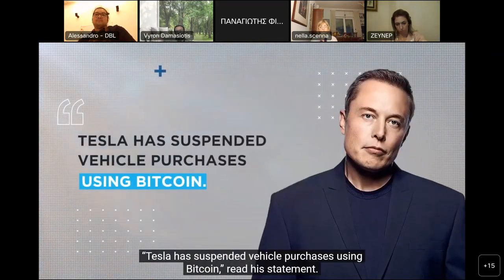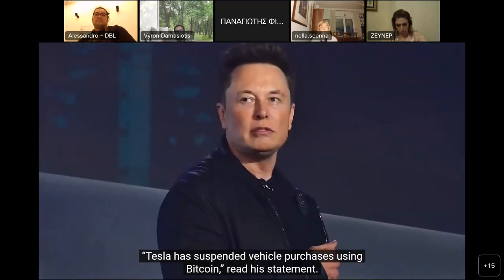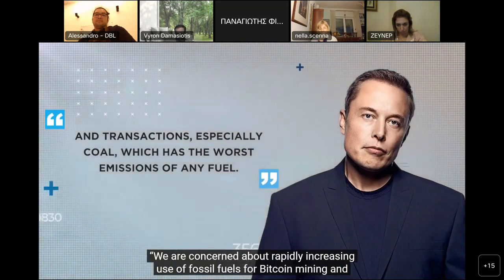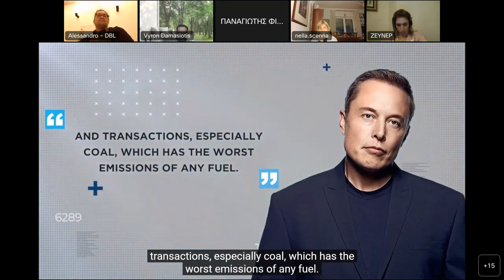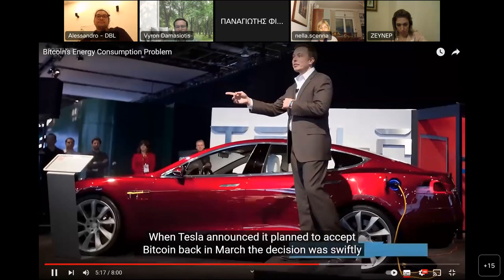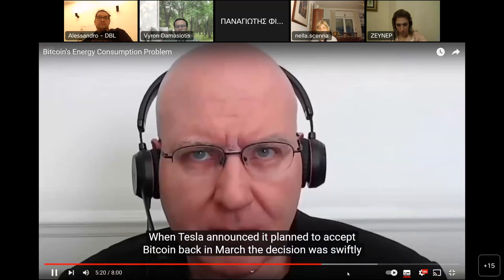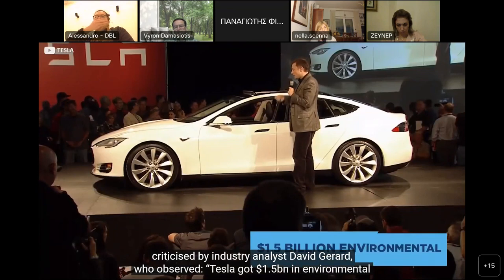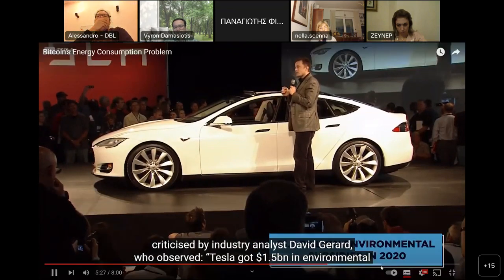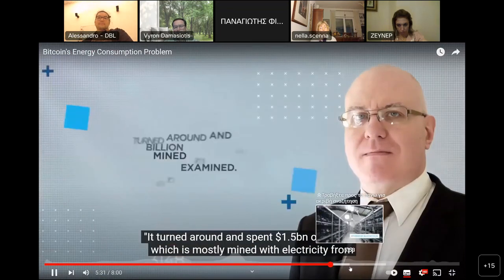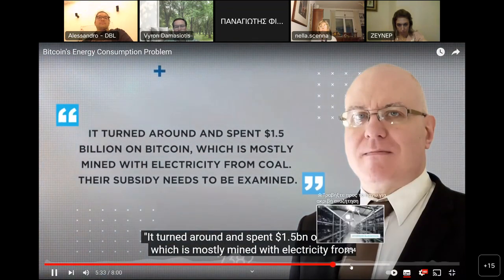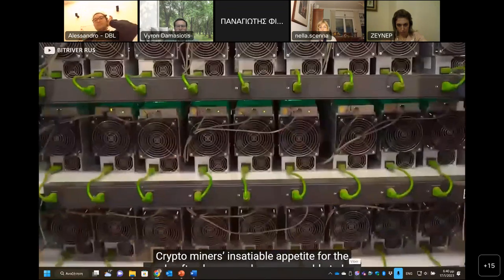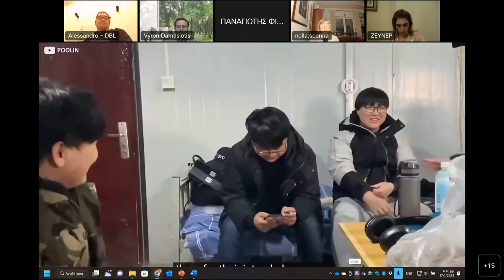Tesla has suspended vehicle purchases using Bitcoin, read his statement. We are concerned about rapidly increasing use of fossil fuels for Bitcoin mining and transactions, especially coal, which has the worst emissions of any fuel. When Tesla announced it planned to accept Bitcoin back in March, the decision was swiftly criticized by industry analyst David Gerrard, who observed Tesla got $1.5 billion in environmental subsidies in 2020, funded by the taxpayer. It turned around and spent $1.5 billion on Bitcoin, which is mostly mined on the chain. Crypto miners' insatiable appetite for the cards often leaves real gamers unable to buy them for their intended purpose.